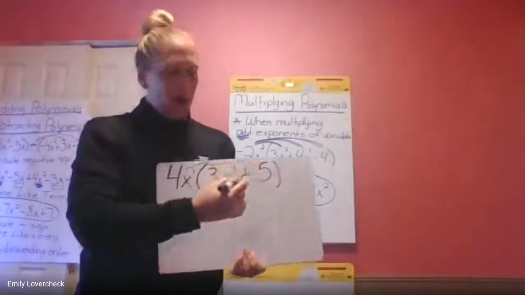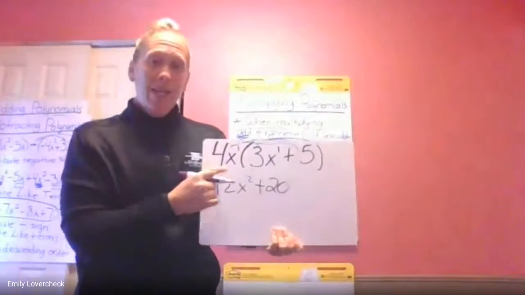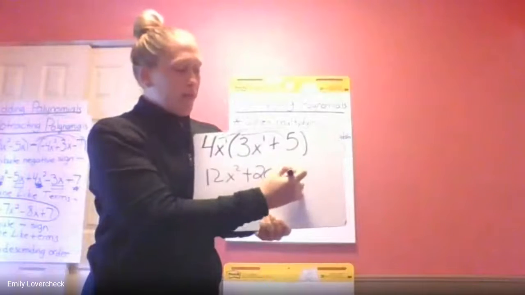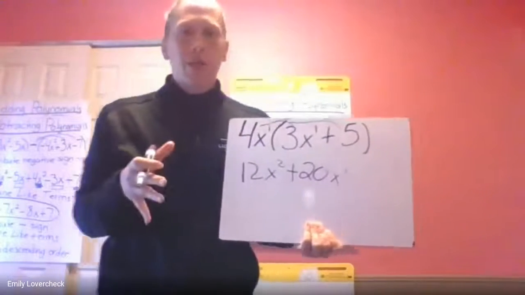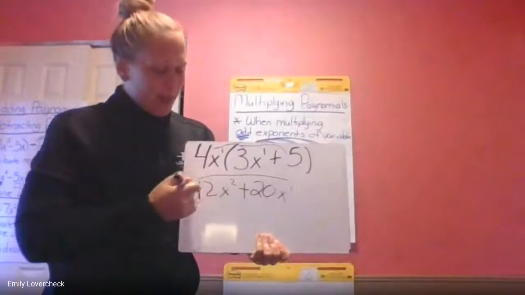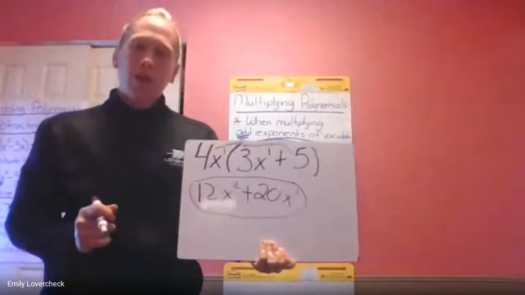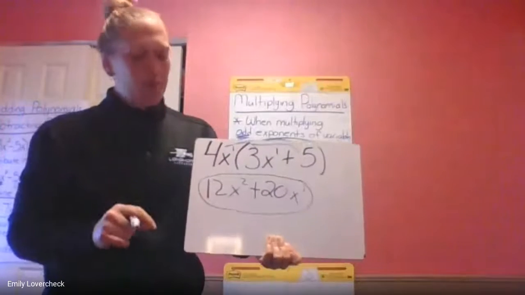Then I do 4 times 5, which is a positive 20. I have an x here and no x here, so I bring my x with me. I can put that 1 there, or I don't need to, completely up to you. Again, I have an x squared here and an x, so those are not the same variables with the same exponents. So I'm done. My answer there would be 12x squared plus 20x.